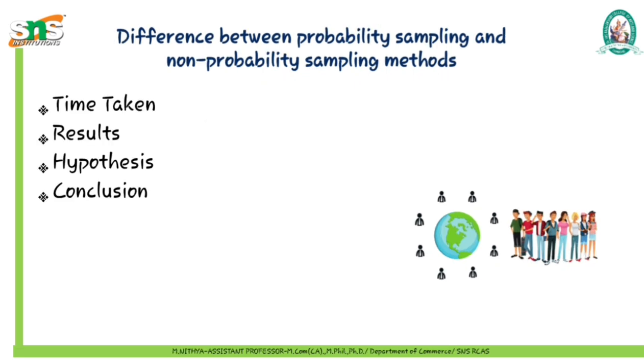Time taken. Probability sampling takes longer to conduct, since the researcher defines the selection parameters before the market research study begins. Results. This type of sampling is entirely unbiased, hence the results are also conclusive. Hypothesis. In probability sampling, there is an underlying hypothesis before the study begins, and this method aims to prove the hypothesis.